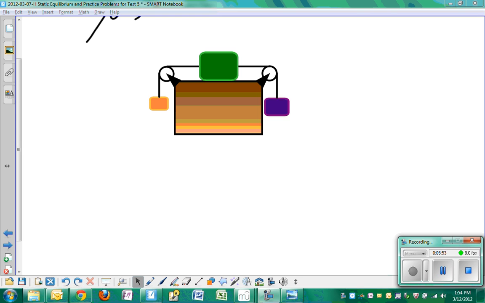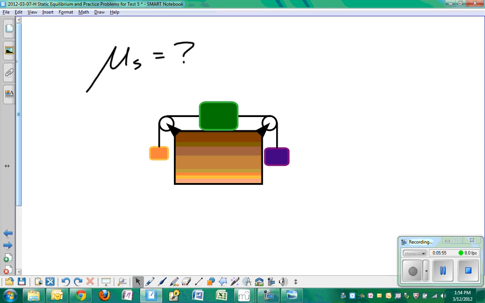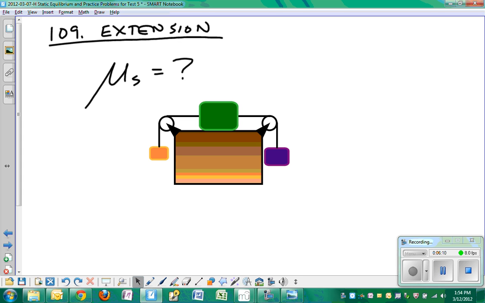All right, so we're solving for an extension of problem 109. We'll call it 109 extension. That's what we're doing. So what we're saying is, what is the minimum coefficient of static friction that we could have between M2 and the tabletop right there, so that it would keep the system still if it was released from rest.